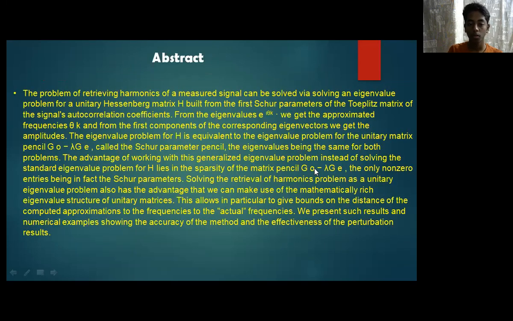Abstract. The problem of retrieving harmonics of a measured signal can be solved via solving an eigenvalue problem for a unitary Hessenberg matrix H built from the first Szegő parameters of the Toeplitz matrix of the signal autocorrelation coefficients. From the eigenvalues e^{iθk}, we get the approximated frequencies θk, and from the first components of the corresponding eigenvectors, we get amplitudes.